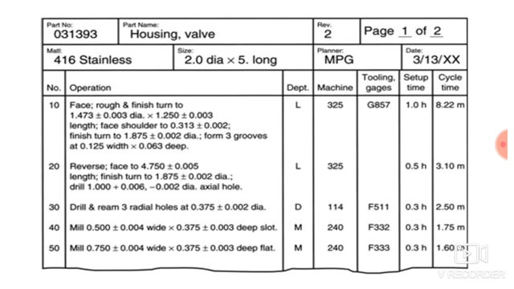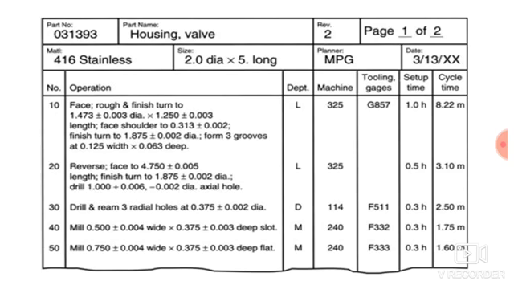Then the material, 416 stainless steel, that you have to mention. Then the size of the part. So the size is, diameter is 2 inch and 5 inch long. So one cylindrical job you have whose diameter is 2 inches and the length is 5 inches. The planner is MPG. MPG is nothing but the initial of that process planner and the date is mentioned.